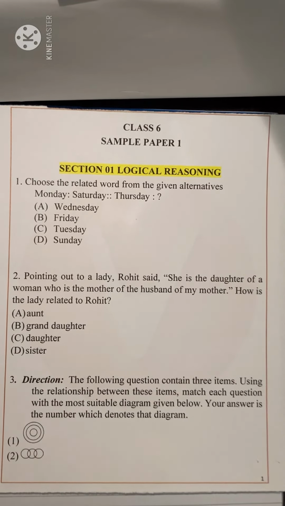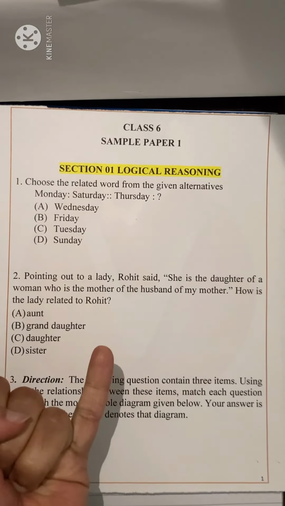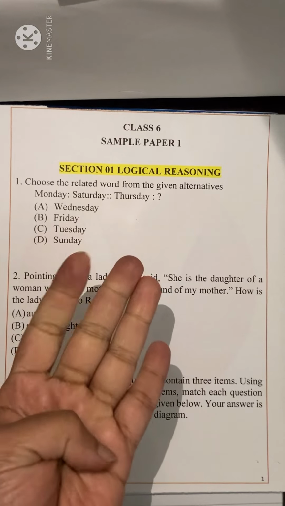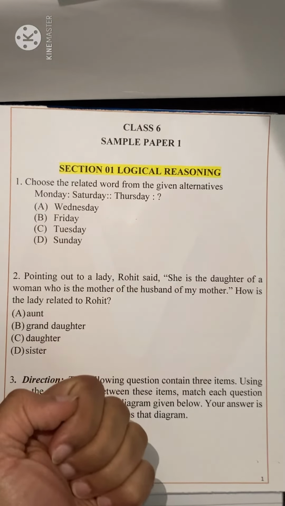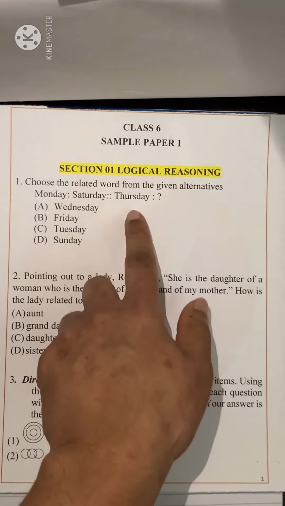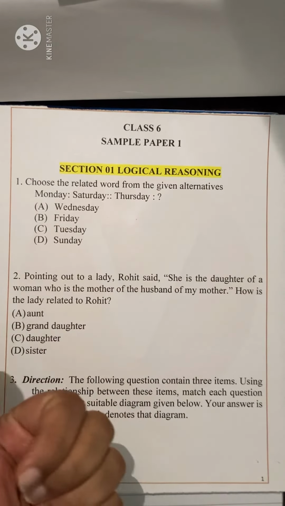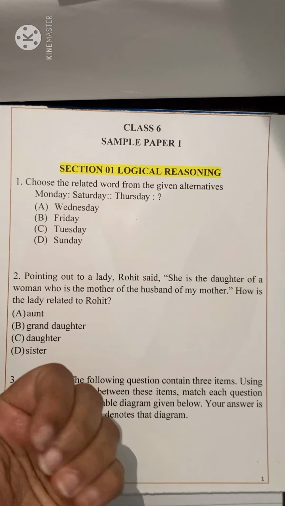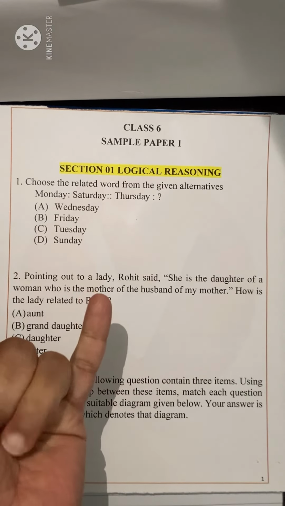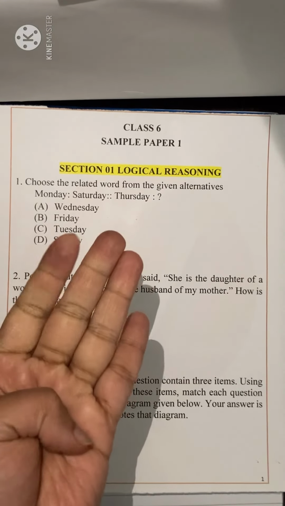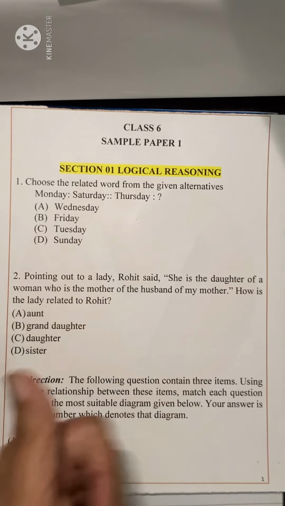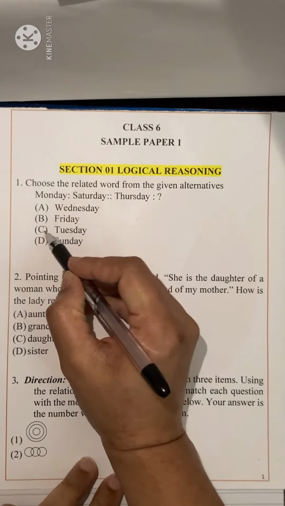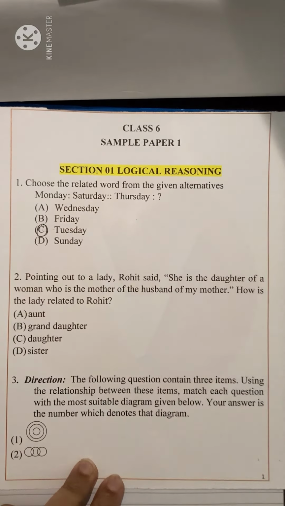So here we have to count after Monday. After Monday it will come Tuesday, Wednesday, Thursday, Friday, then comes Saturday. So after 4 days Saturday is coming. Same like that we have to count after Thursday, and let's see what comes after the 4 days. Friday, Saturday, Sunday, Monday, Tuesday. So after 4 days Tuesday is coming. So answer will be C, Tuesday.